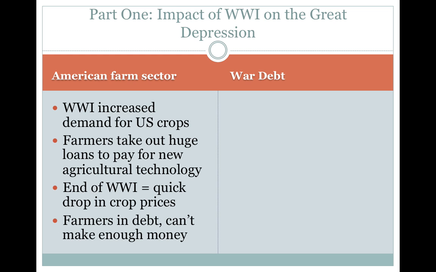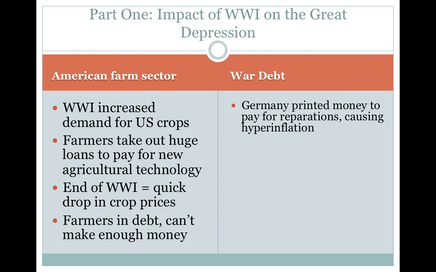This has a couple effects. One of them is the farmers end up over farming, which is one of the reasons why the Dust Bowl of the 1930s happens. And then the other thing that happens is banks aren't getting paid back their money because farmers aren't paying them back, which leads banks to look for other investments like the stock market.